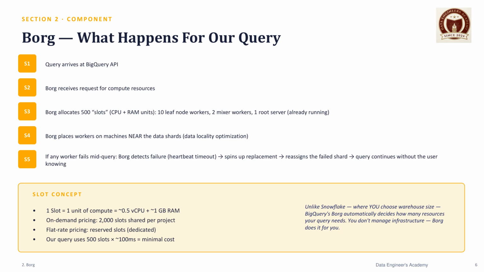When our query arrives, BOG allocates 500 slots, distributing them among leaf nodes, mixers, and a root server. If any worker fails, BOG instantly spins up a replacement so the query continues uninterrupted.